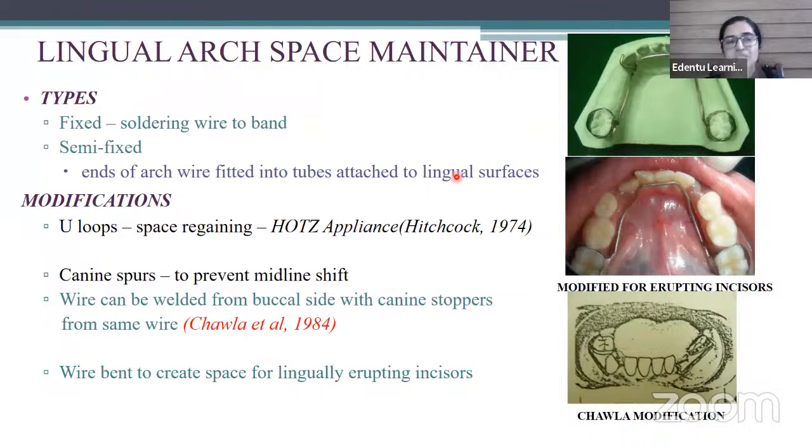Then talking about the different types, we do have the fixed lingual arch space maintainer, in which we solder the wire onto the band, and then we have the semi-fixed, in which the ends of the arch wire are fitted into tubes that are attached onto the lingual surfaces. The modifications, as I told, whenever you are writing the traditional part of whatever the question is, always go with the newer advances or the modifications. So we have the U loops given in these lingual arch space maintainers, that is for space regaining. It is very commonly called the Hodge appliance. And then there can be the provision of canine spurs to prevent the midline shift as well.